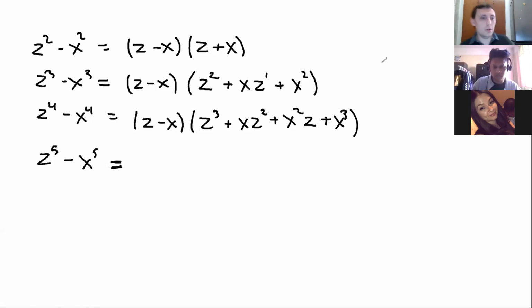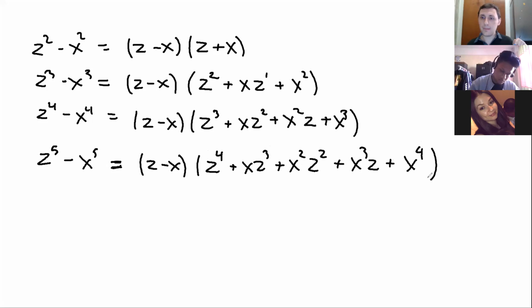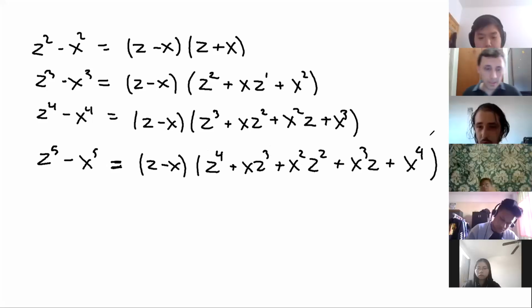All right, guys, so I think you understand the pattern. This is z minus x, and this is z to the power of 4 plus xz cubed plus x squared z squared plus x cubed z plus x to the power of 4. You understand? So that is the situation.